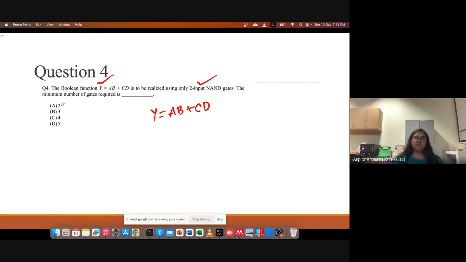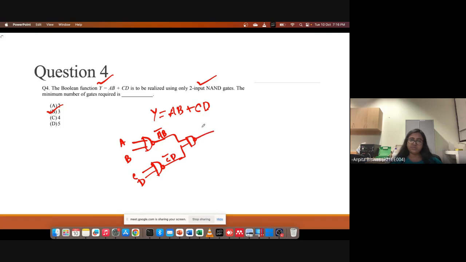Okay. So the right answer is option D. So how will we define it? This is a two-input NAND gate. If one input is A and the other is B, what is the output here? A into B bar. And that one has C and D. So what is the output here? CD bar. And it will connect with another NAND gate.